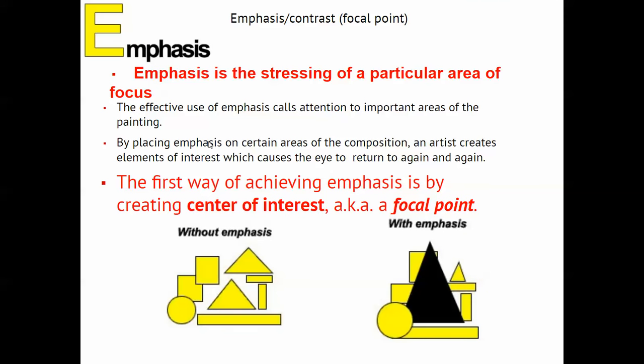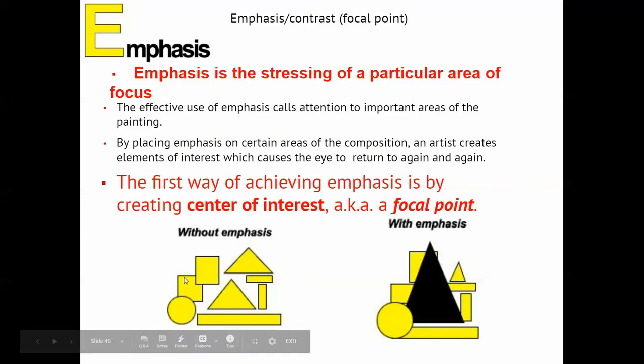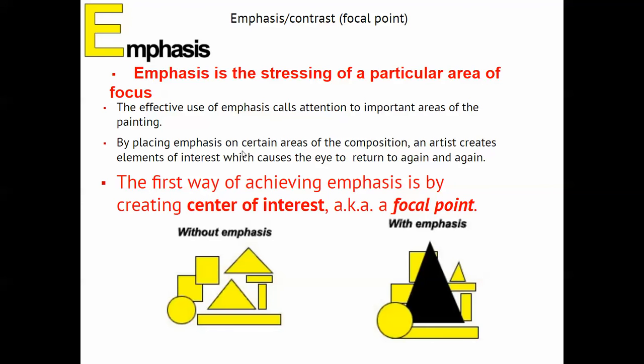All right. The next principle is emphasis. Emphasis is the stressing of a particular area of focus. Okay, so if you look at this, there's not really any emphasis. If you look at this one, the triangle has emphasis because of change in color. The first way of achieving emphasis is by creating a center of interest, aka a focal point.